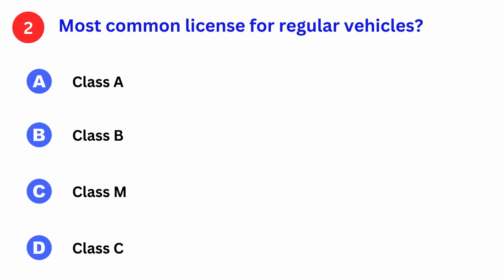Most common license for regular vehicles? Option A. Class A. Option B. Class B. Option C. Class M. Option D. Class C.